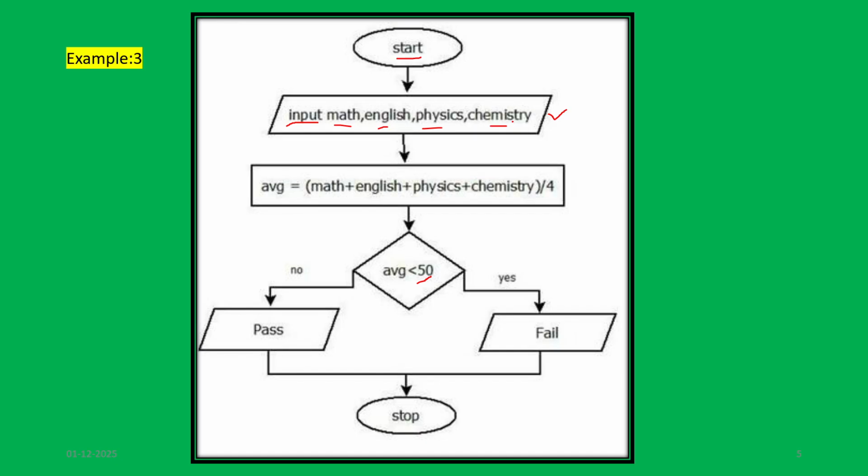Here we give the input variables: maths, English, physics, and chemistry. Now show the process in the downward direction and calculate the average. Once you calculate the average, we use a rectangle for the process. I told you that whenever you want to do any operation, we use a rectangle. Later, with the sequence of the program in the downward direction with a downward arrow, we have used the diamond symbol to take a decision.